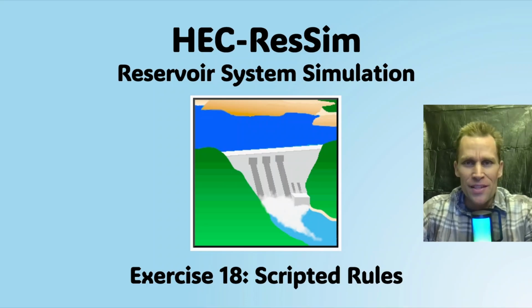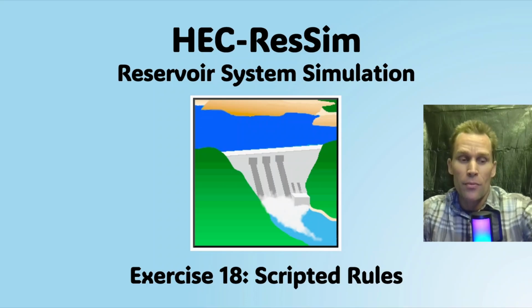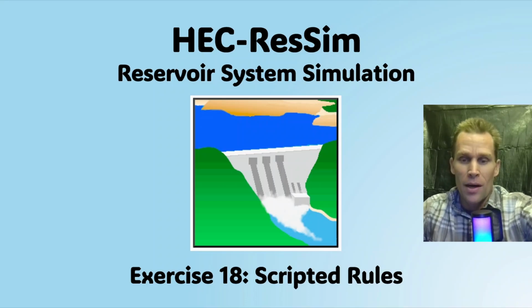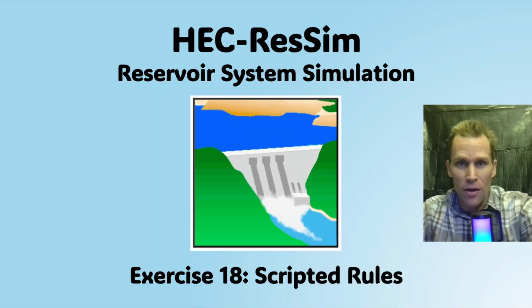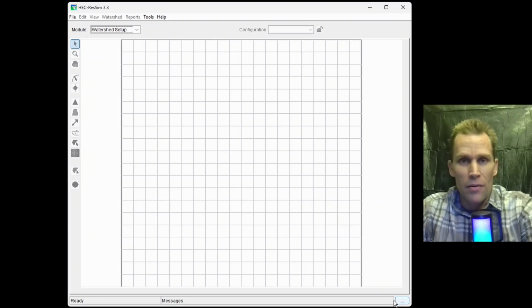Welcome and hello. This is a video exercise in HEC ResSim. And in this exercise, I'm going to talk about scripted rules. Scripted rules are a way for you to define the release rule from a reservoir by writing a script in Python, which is like Python for Java.